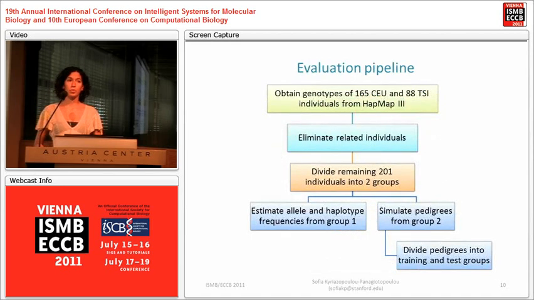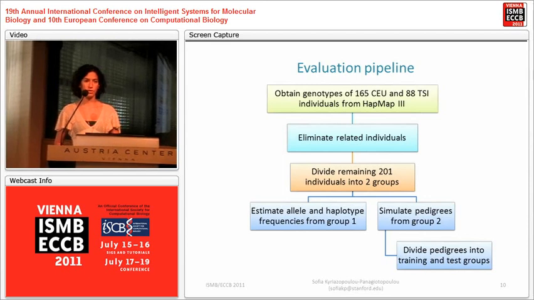To evaluate CAROT, we started with simulated data where the underlying truth was known. We obtained genotypes from 2 HapMap populations, and after eliminating individuals that were known to be related to each other, we divided the remaining individuals into 2 completely separate groups. One group was used as our reference population to compute allele and haplotype frequencies, and another group was used to simulate pedigrees for different types of relationships. And then the simulated pedigrees were divided into a training group that was used to train our model and a test group that was used for evaluation.